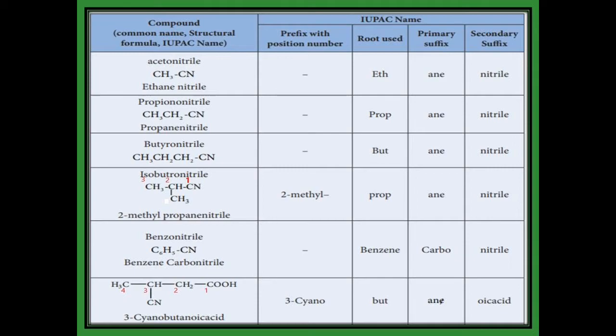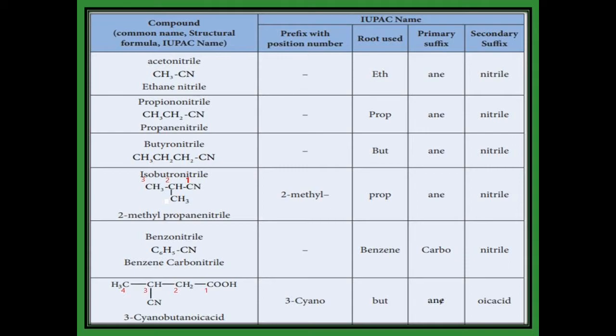The first compound, CH3CN, on hydrolysis gives acetic acid, so the common name is acetonitrile. In IUPAC there are 2 carbons, so eth, single bond ane, and CN means nitrile, so ethane nitrile. The next one, CH3CH2CN, on hydrolysis gives propionic acid, so the common name is propionitrile. In IUPAC, 3 carbons is prop, single bond ane, and CN means nitrile, so propane nitrile.